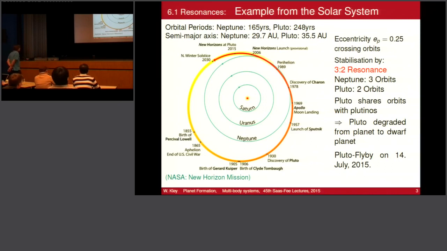So we start out from the solar system, and we have there two planets, or one planet and one former planet, Neptune and Pluto, and they are engaged in a 3 to 2 resonance. That means while Neptune is performing 3 orbits, Pluto is performing 2 orbits. This is called a 3 to 2 orbital mean motion resonance. The period of Neptune is 165 years, Pluto 248. If you divide this, you have roughly 3 to 2, and the distances are 30 and 35 AU from the Sun.